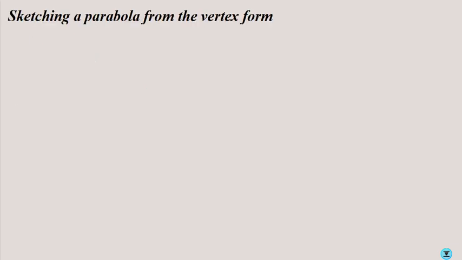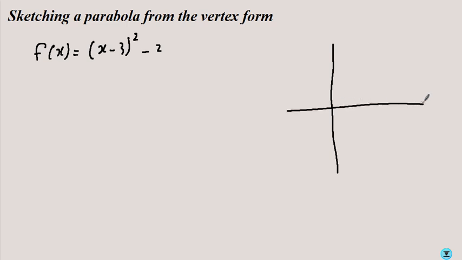Now let's sketch a parabola from its own vertex form. And let's take the three equations that we produced in this video. The first one was f of x is equal to (x minus 3) squared minus 2. And let's put our axes here and see what we can do. The vertex is at (3, negative 2).